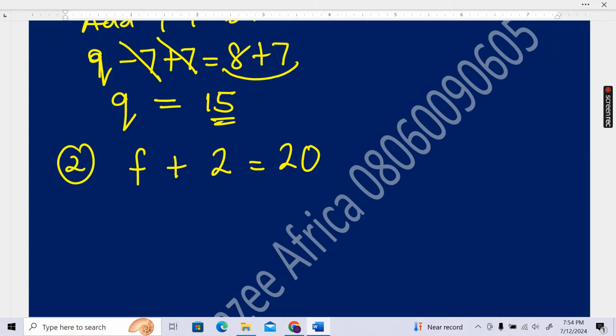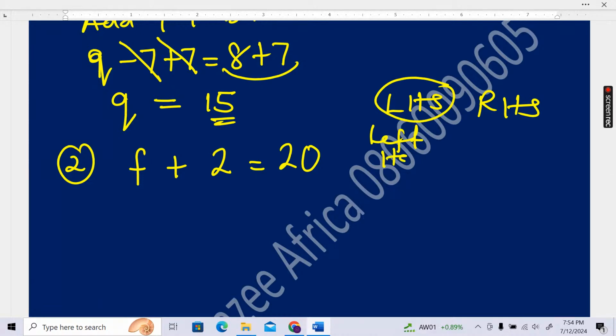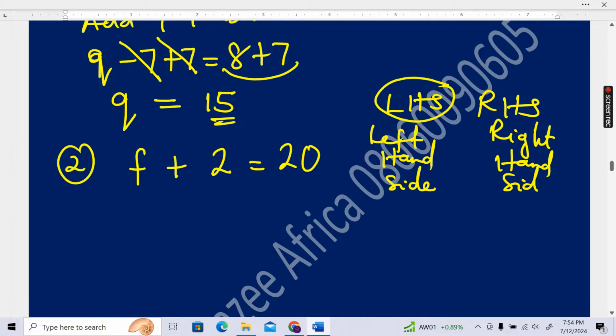Now identify your LHS and your RHS. Your LHS means left hand side. Your RHS means right hand side. Now, anytime we've been asked to solve an equation, it means we should balance it up, which means the value on the left must be equal to the value on the right.